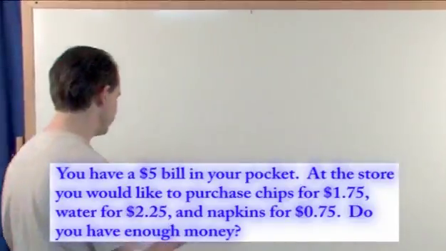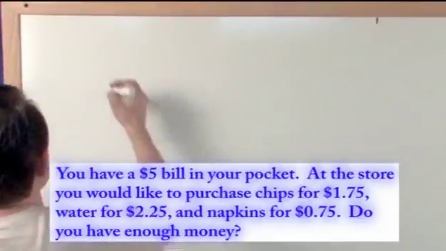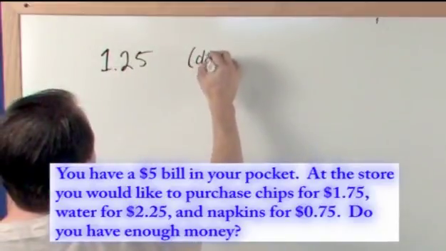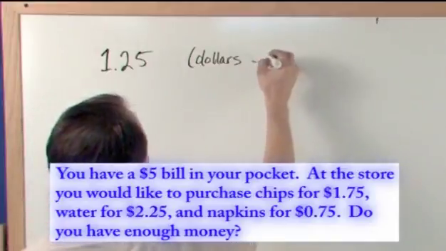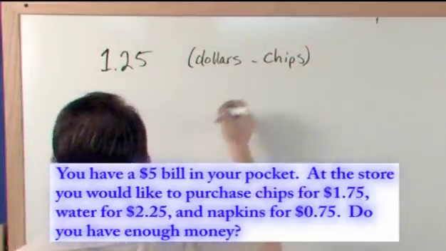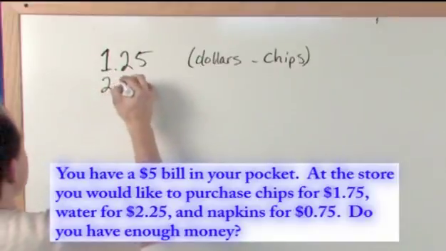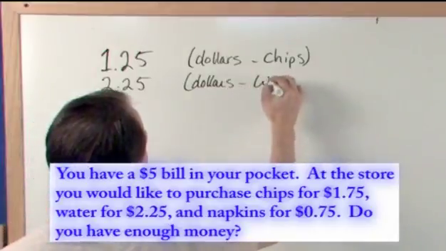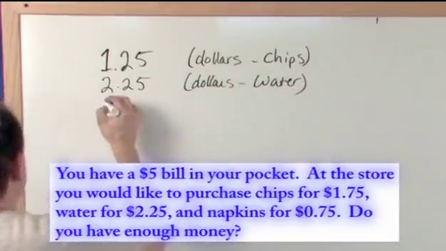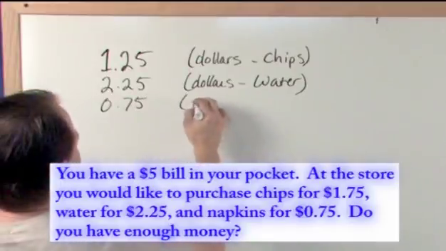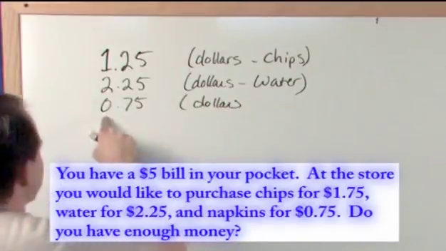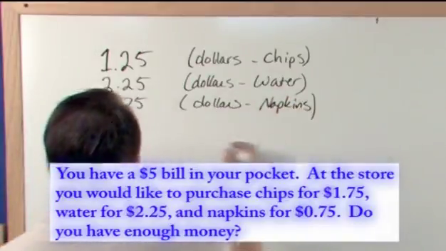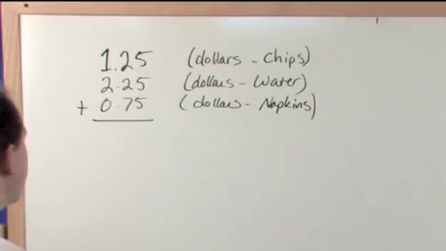Okay, so the chips are $1.75. Okay, and this is for chips. So I'm just writing down to remember what this is. The water is $2.25. And that's for water. Okay, and the napkins is 75 cents, which is the same as $0.75. Okay, and all I have to do is really add these together to see where I stand.